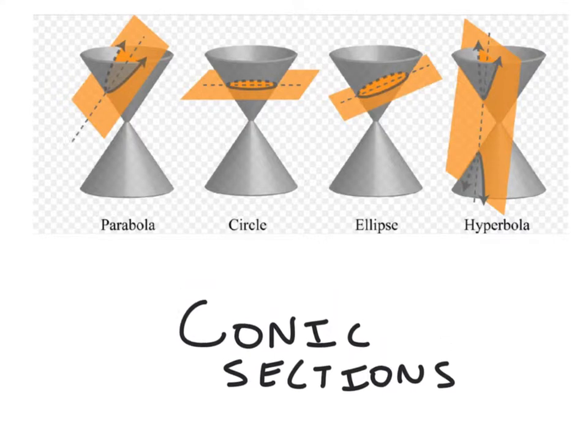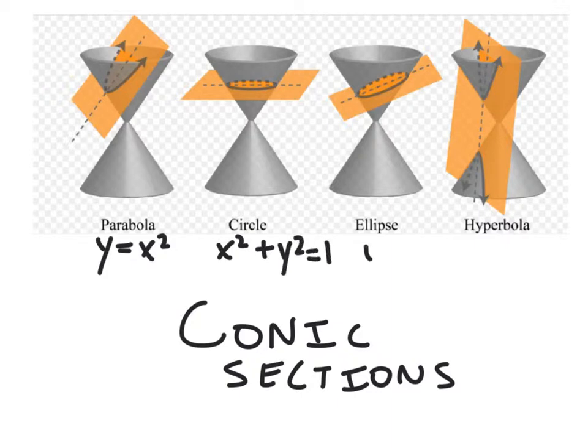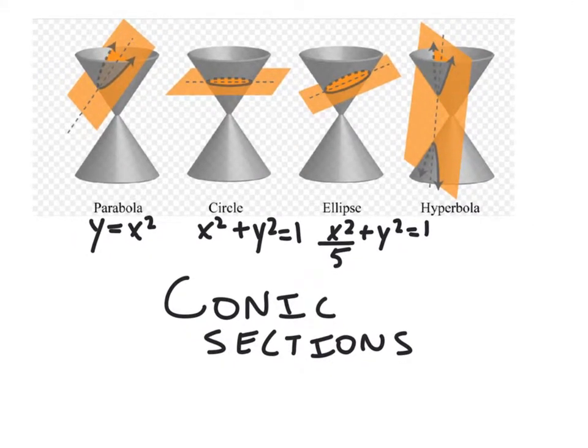Now, all of these conic sections are formed by squares. A parabola is y equals x squared. A circle is a sum of squares. An ellipse happens when you still got a sum of squares, but one of those is stretched out. And lastly, a hyperbola is a difference of squares. But all of them are about the squaring relationship.